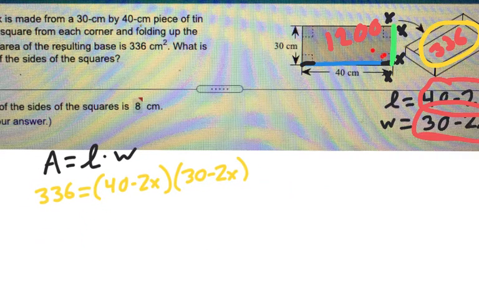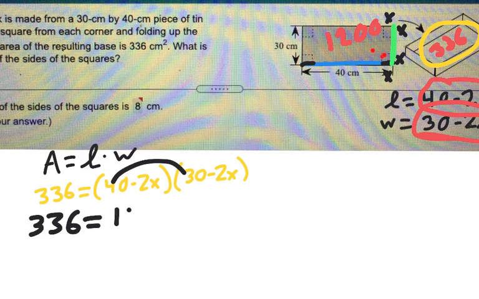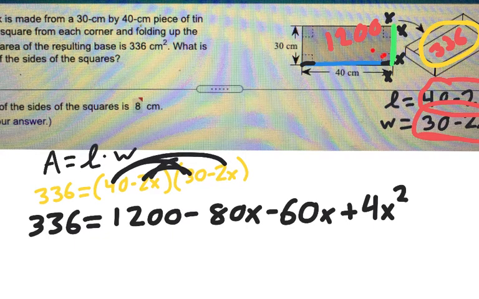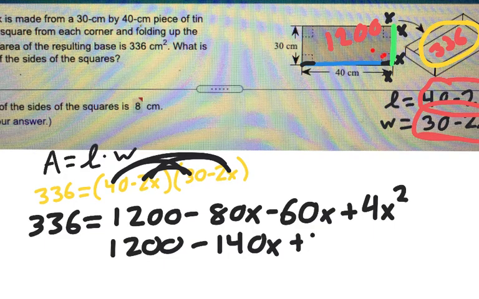Okay, now I'm going to distribute here, and it's going to give me a quadratic equation, which is what we've been working with up until this point. So I have 336 equals, it's going to be 1200 minus 80x minus 60x plus 4x squared. Right, I'm distributing. All right, now combining like terms, I have 1200 minus 140x plus 4x squared.